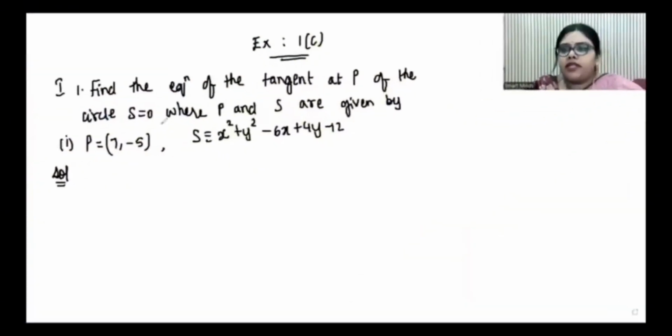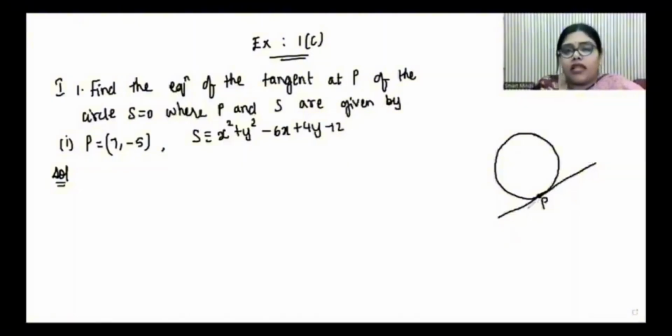Let us get started with exercise 1C. Take the first question from Roman number 1. Find the equation of the tangent at P of the circle S equal to 0, where P and S are given. So see, this is a circle. This is a tangent. Tangent at some P.